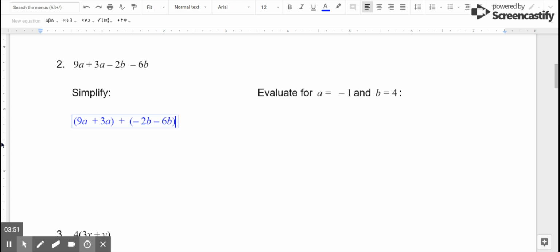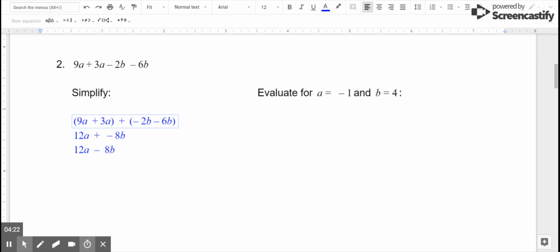So right now I've just added parentheses into our original expression. And now I'm going to combine like terms. So my 9a plus 3a simplifies to 12a. And I'm adding that to negative 2b minus 6b, or in other words, negative 8b. If I write this in as few symbols as possible, I would change that plus negative 8b into minus 8b. So that changes my expression to 12a minus 8b.